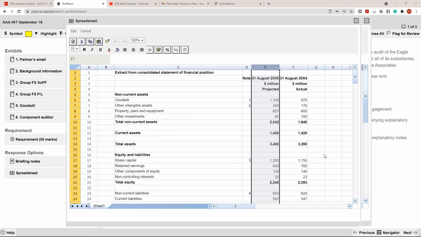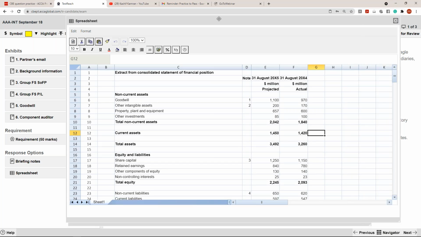Right? So I have copied the SOFP from the exhibit to a spreadsheet where I can do the working. Now I need to find the ratios, right? So can you see the 2 years, 2005 and 2004 on your screen? If I can just increase the screen size a bit more so you can see it properly.